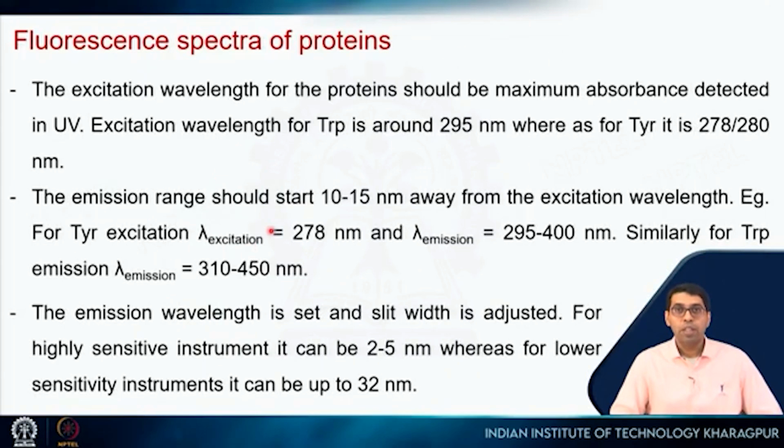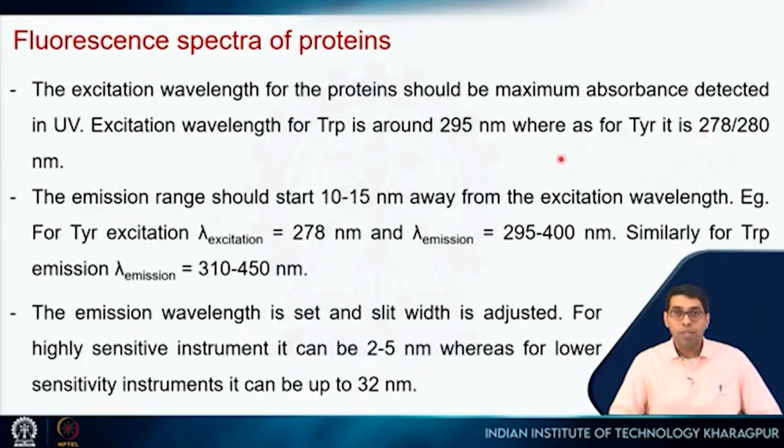So, just like the UV spectrometer, you can use a fluorimeter to look at fluorescence spectra of proteins. The excitation wavelength for the proteins should be the maximum absorbance detected in UV. Now, this excitation wavelength of tryptophan is around 295 nanometer, whereas for tyrosine it is around 280 nanometer. So, this is the wavelength at which you will excite your protein. So, if you want to look at tryptophan, you excite it at 295. If you want to look at tyrosine, you excite it at 280.